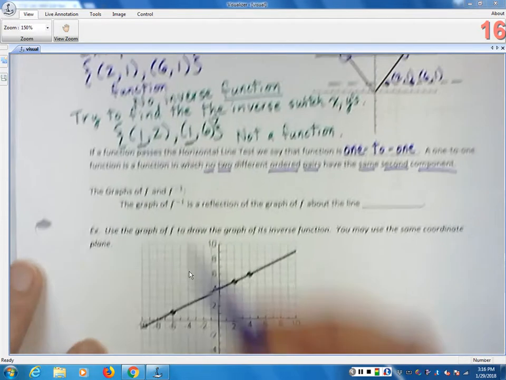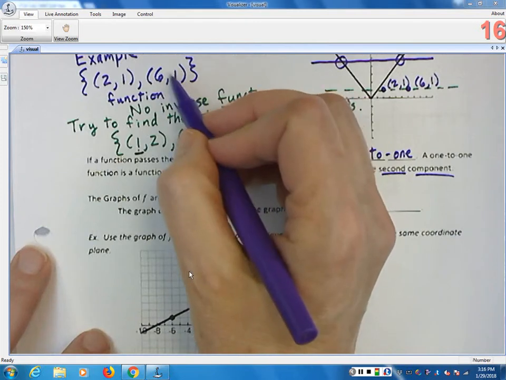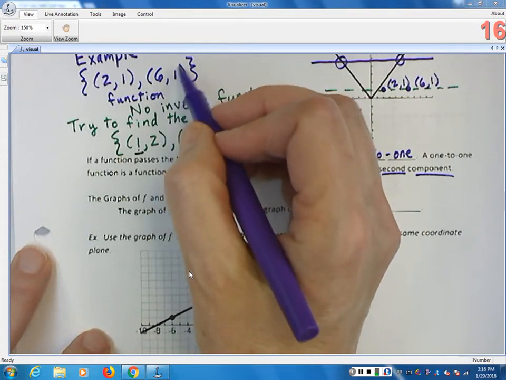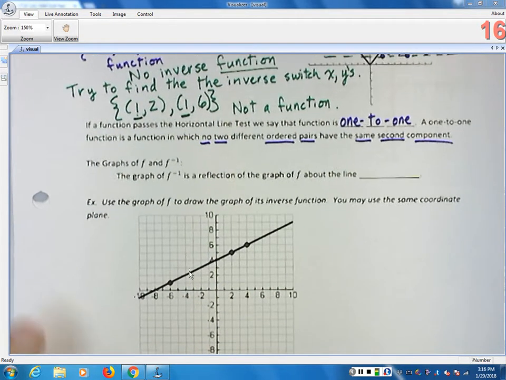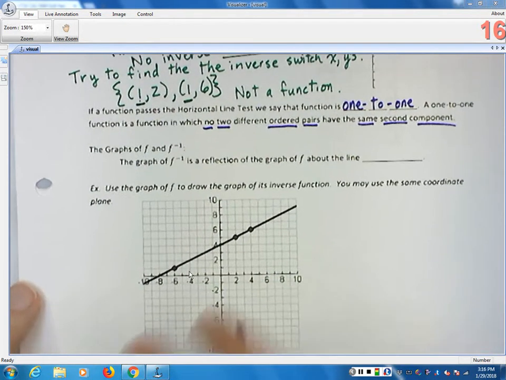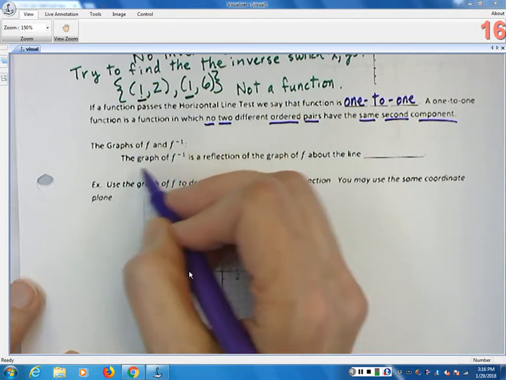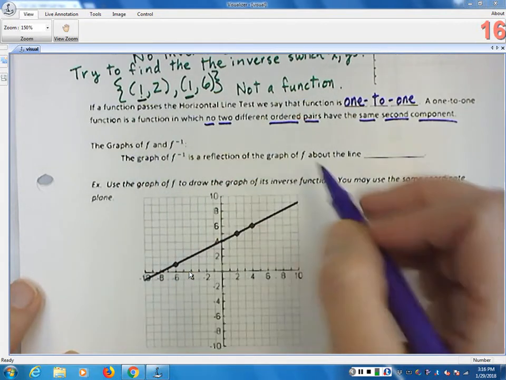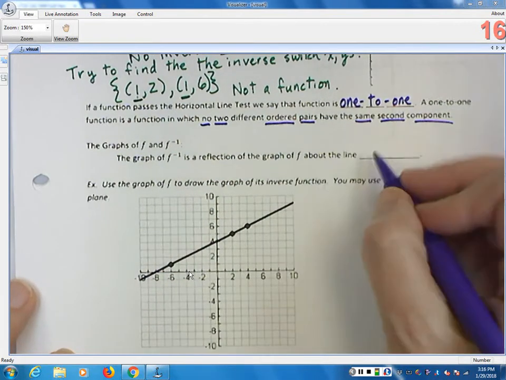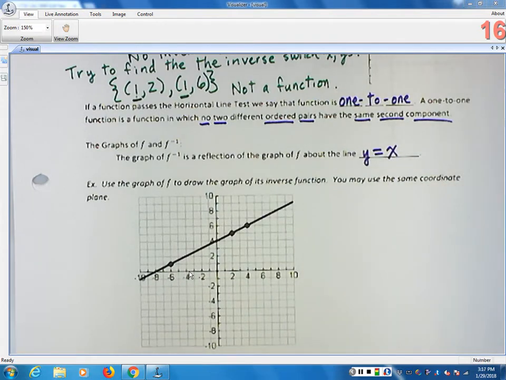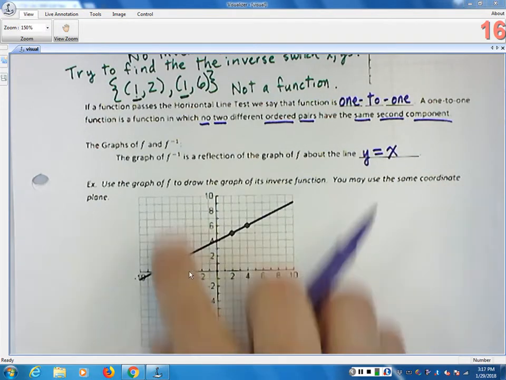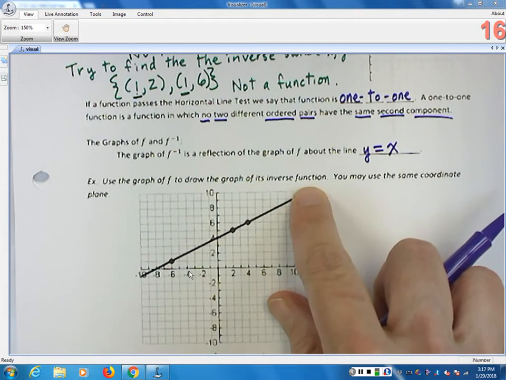If we just change this to a different number, like 2 or 3 or anything else, it would have been one-to-one and had an inverse. Okay, so the graphs of f and f inverse. The graph of f inverse is a reflection of the graph of f about the line y equals x. So we can use the graph of f to draw the graph of its inverse function.